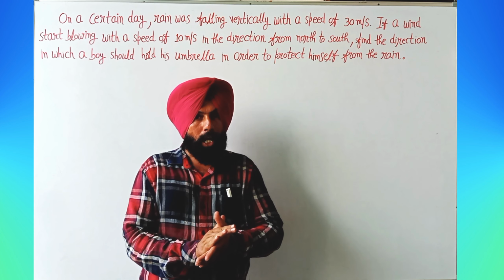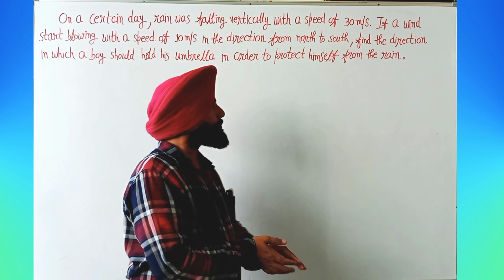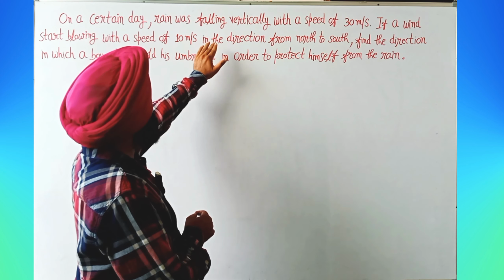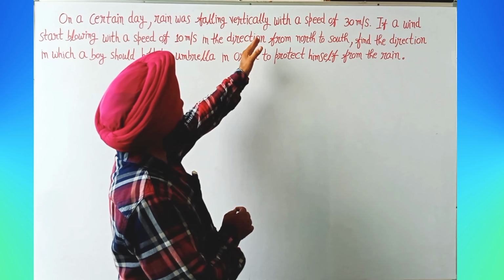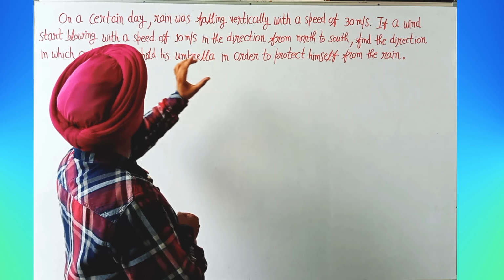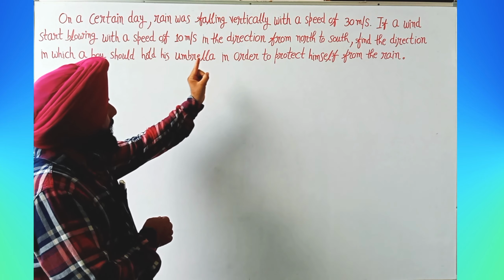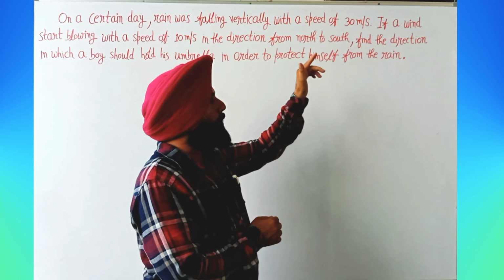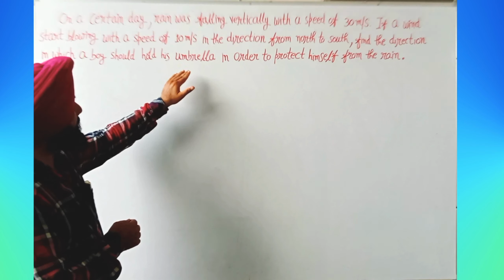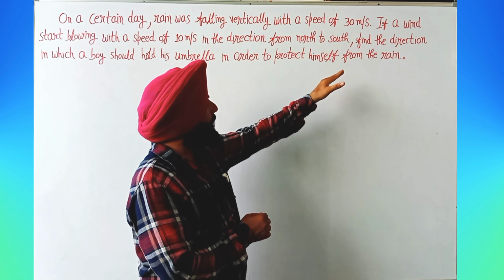Hello students, now we are doing some problems related to addition of vectors. On a certain day, rain was falling vertically with a speed of 30 meters per second. If a wind starts blowing with a speed of 10 meters per second in the direction from north to south, find the direction in which a boy should hold his umbrella in order to protect himself from the rain.